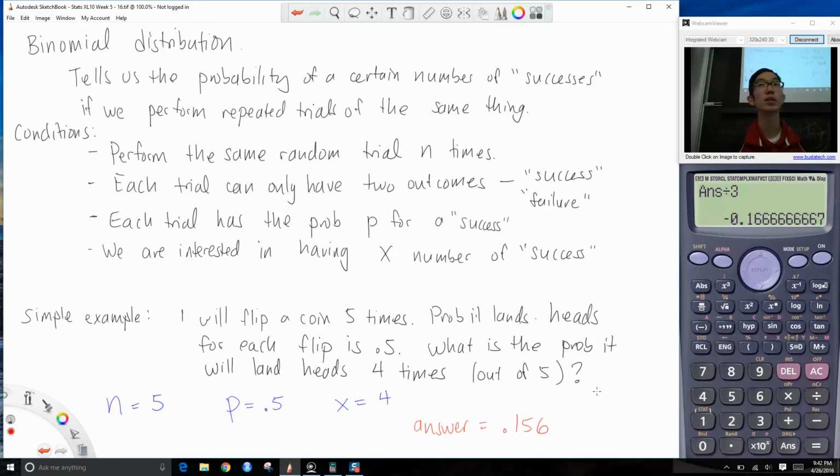Is that okay? So we got n is 5, and then we go to the row x is 4. Next to 5, we have the column for x, which goes 0, 1, 2, 3, 4, 5. Within the row that says 4, we go to the column where p is 0.5, and we have 0.156. That's our answer. If I flip a coin 5 times, what's the probability it lands heads 4 times out of 5? There's about a 15 to 16% chance that will happen.